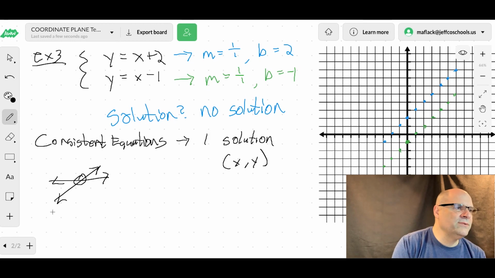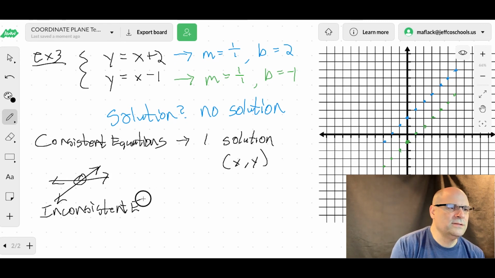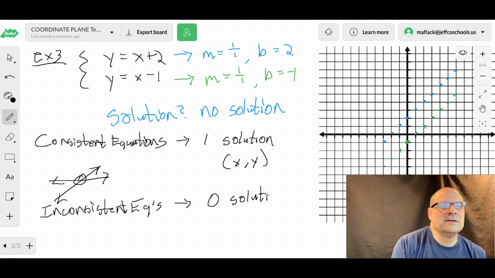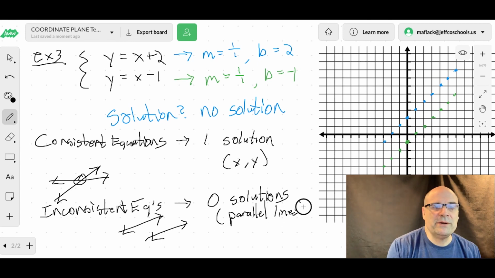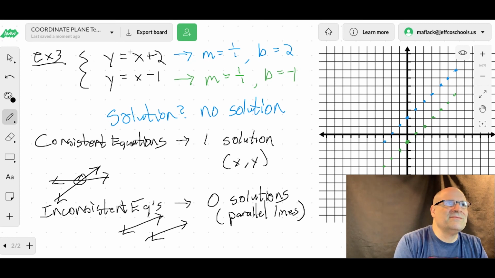All right, and then you have what's called inconsistent equations. This is where you have 0 solutions. And this is when your lines are parallel. So these are parallel lines. You can spot parallel lines by noticing that these guys have the same slope. So same slope means parallel lines.